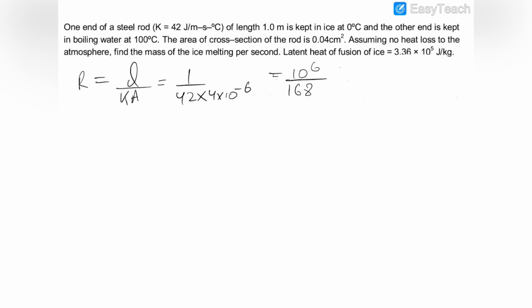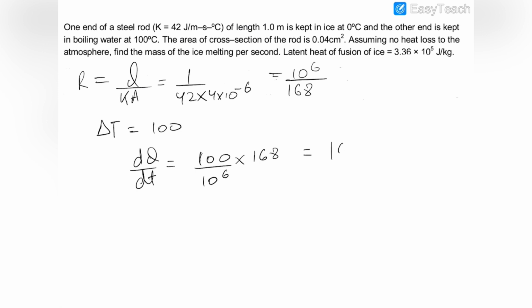Now you can see that the temperature difference delta T between the two ends is 100, and therefore the heat current dQ by dt will be equal to 100 upon R, which is 10 raised to power 6 into 168. So this is 168 into 10 raised to power minus 4. And this Q will be equal to 168.